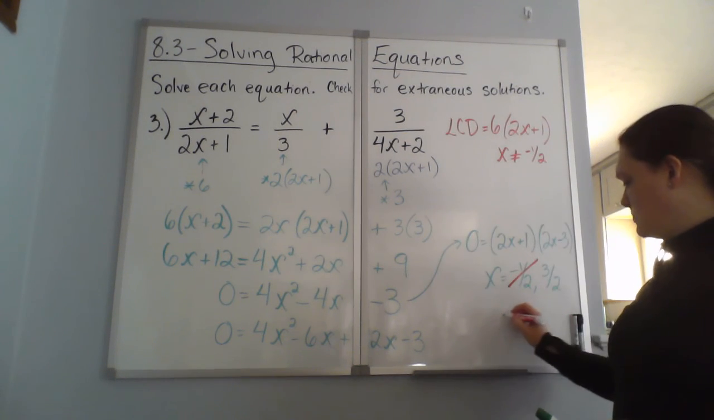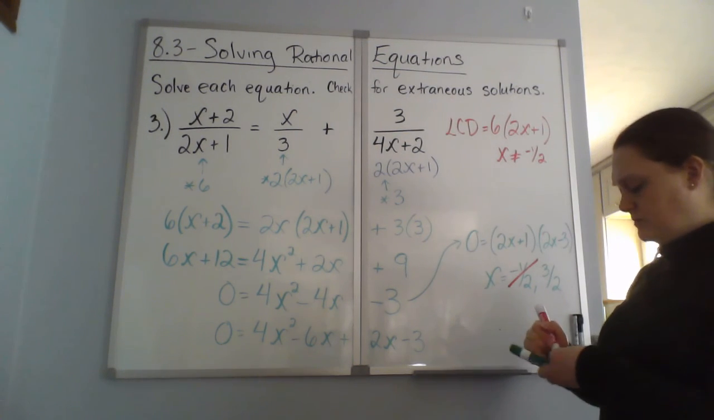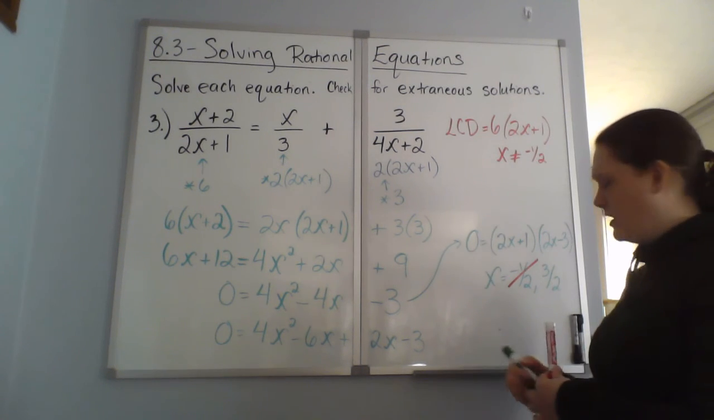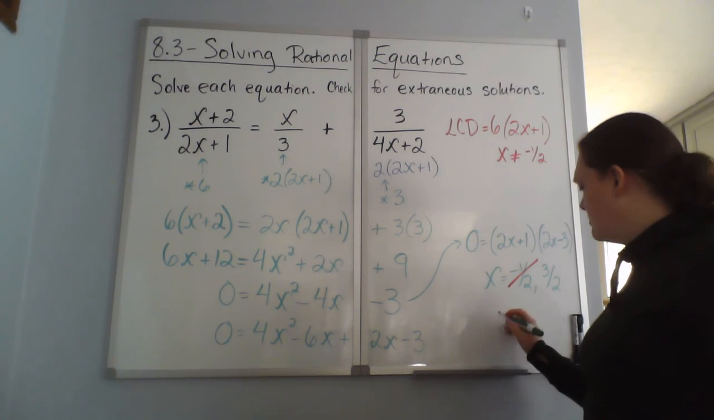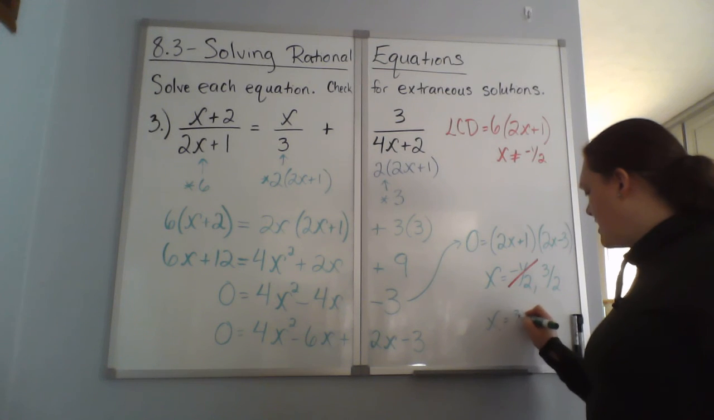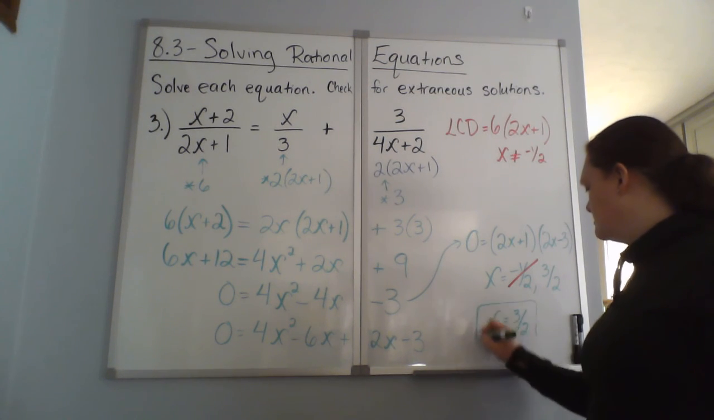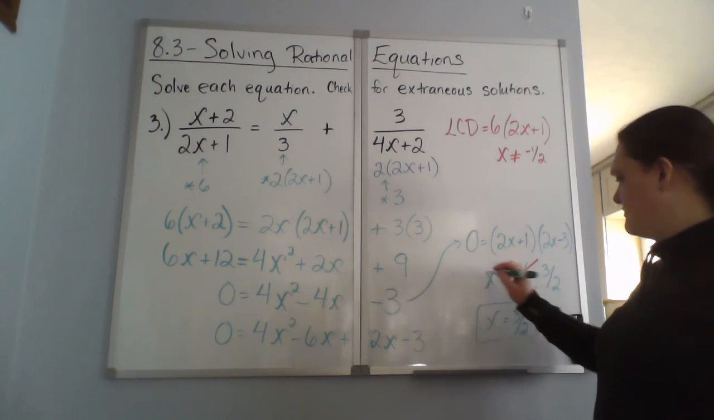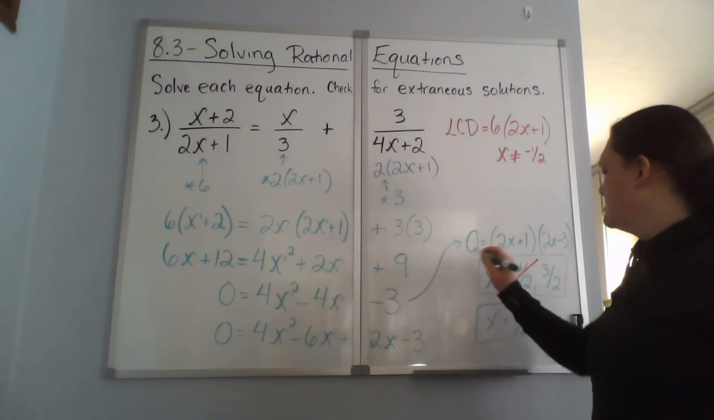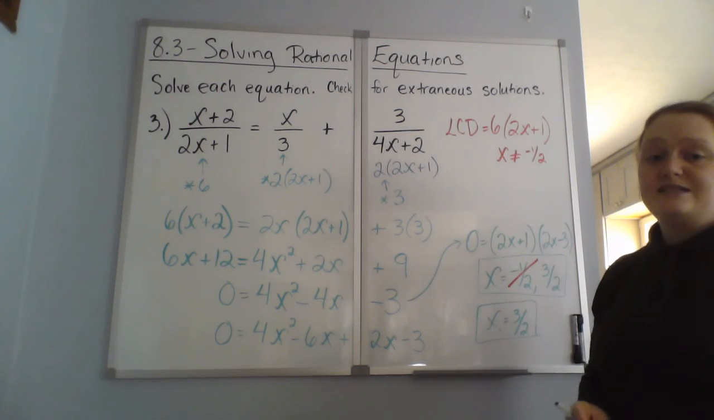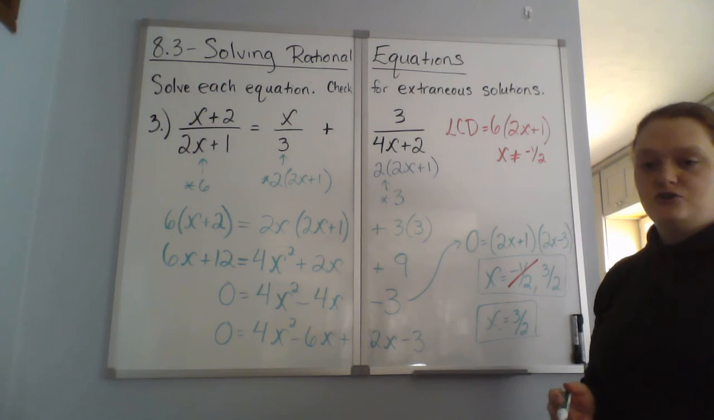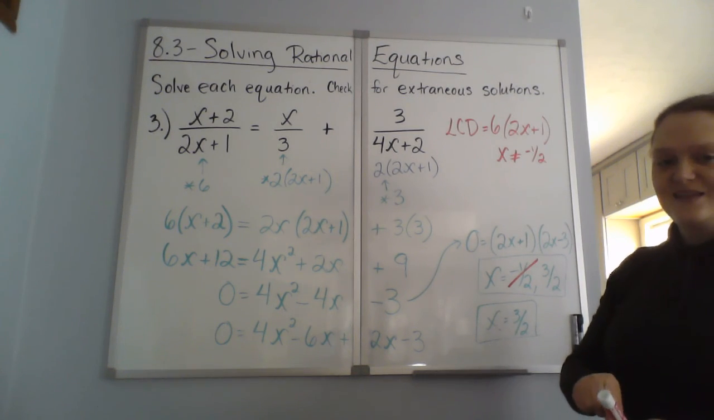Or you could also just write that your final answer is x equals 3/2. Okay? So you can write it like this and box it in, or you could write x equals 3/2 and box that in. So you can do this as a final answer, or this as a final answer. Either one's fine, as long as you've identified that -1/2 is not a true solution. Okay? That's the end of that one.